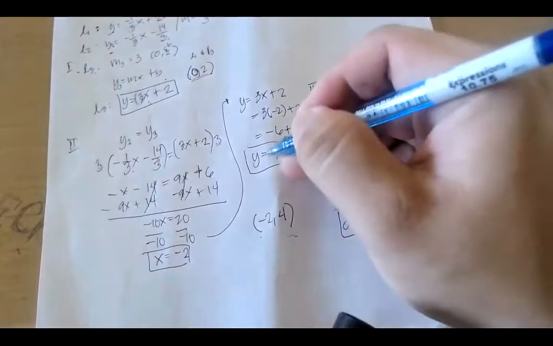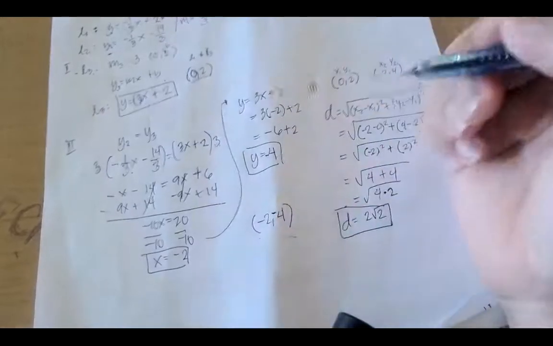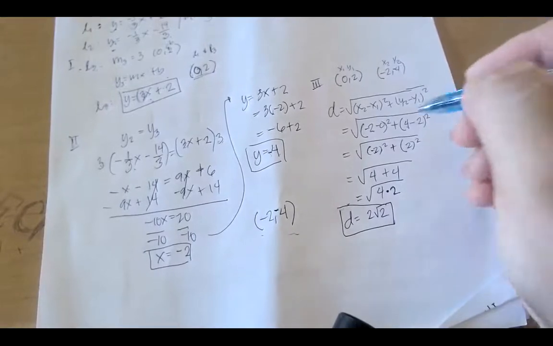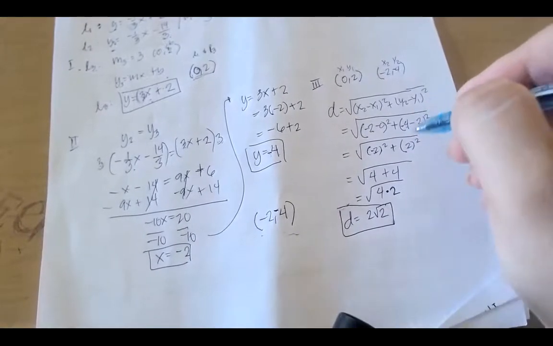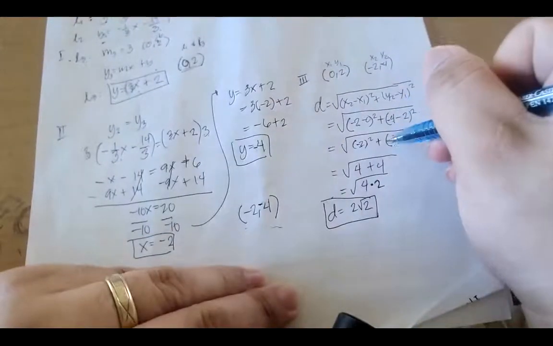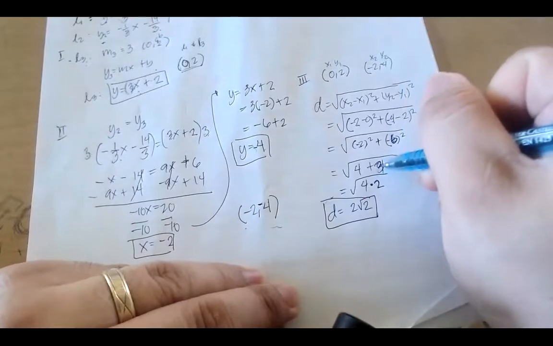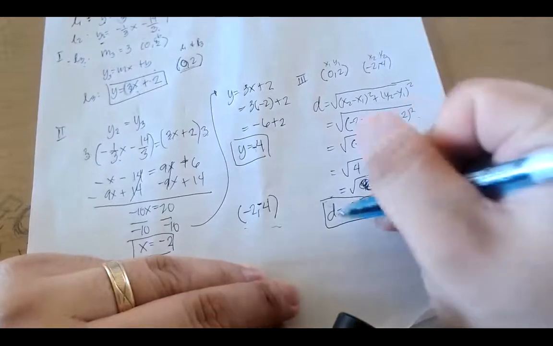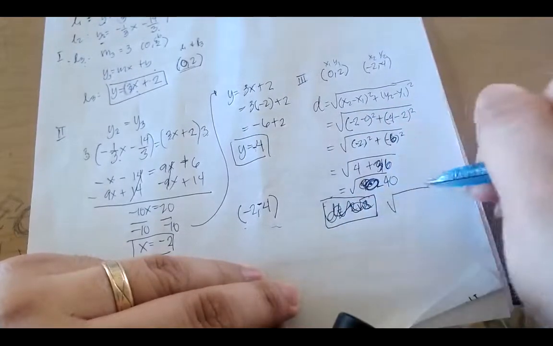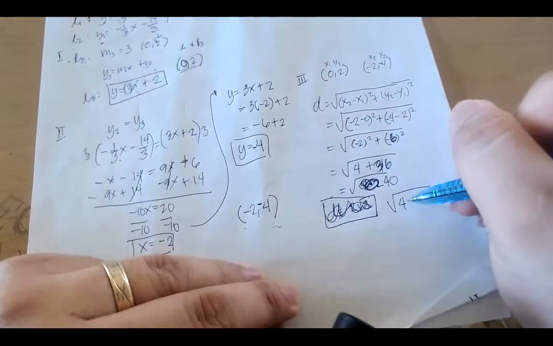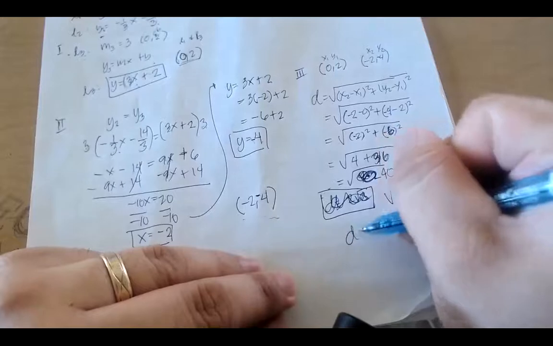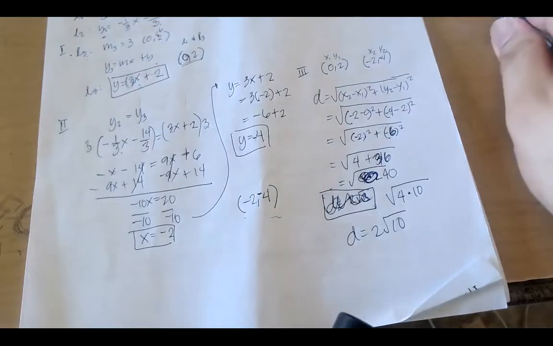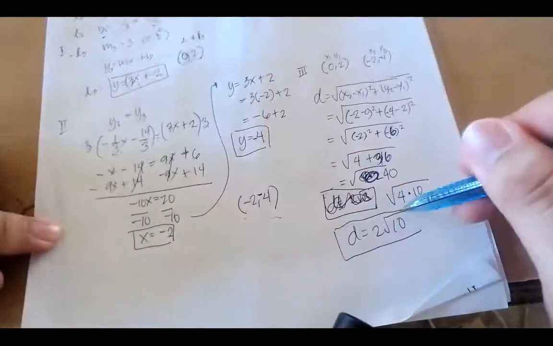Oh, this is negative 4. Sorry. Negative 4. So let me check. Does it affect? Oh, it affects. This is 6. Oh, this is negative 6 squared. So this is 36, plus 4 is 40. So the square root of 40, which is the square root of 4 times 10. 4 is a perfect square. So D is 2 square root of 10. That's the thing we have. Very good. And then we have now the final answer.